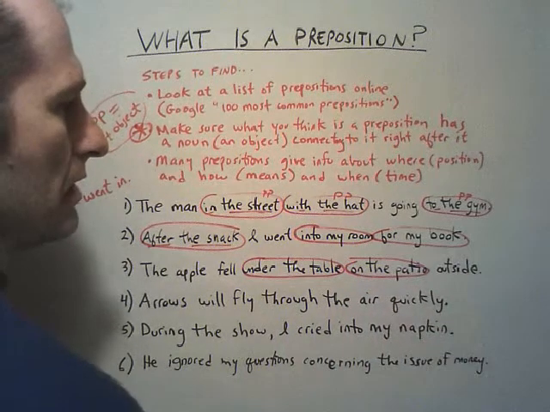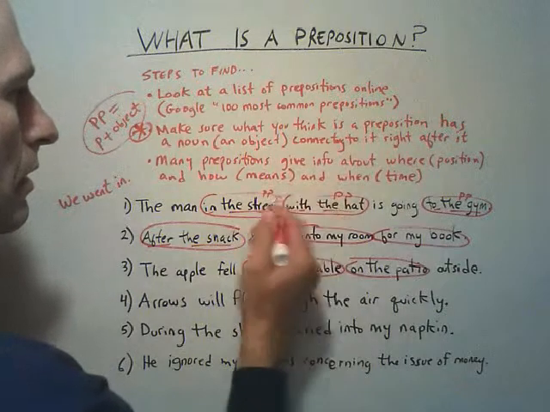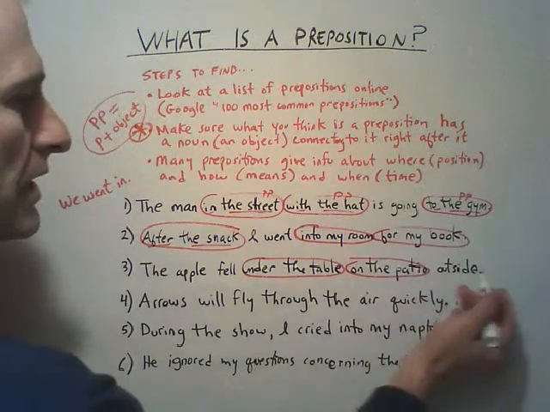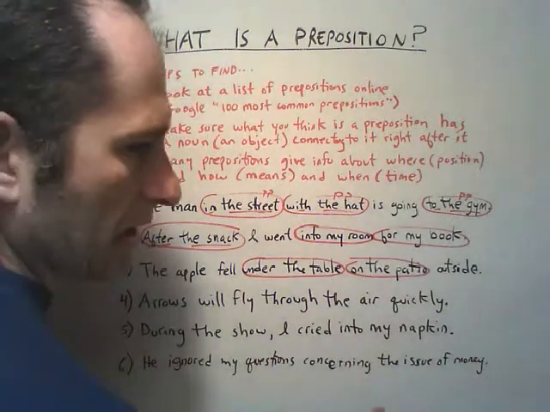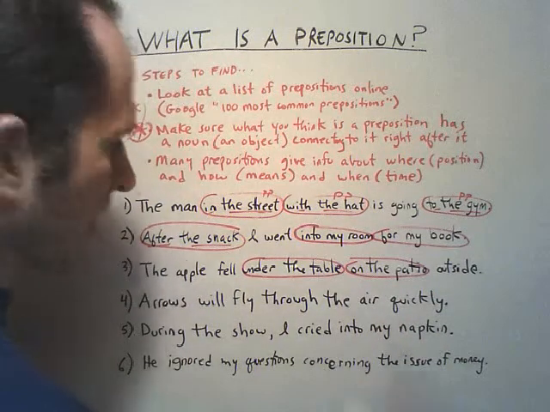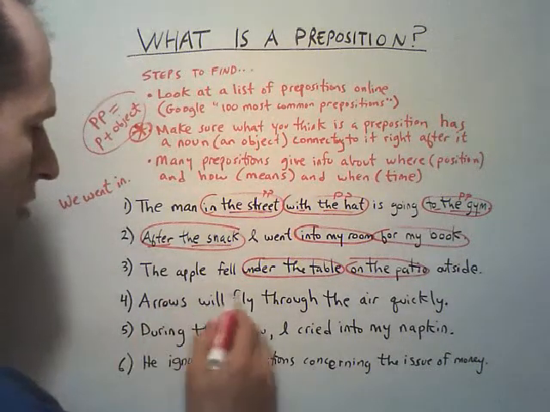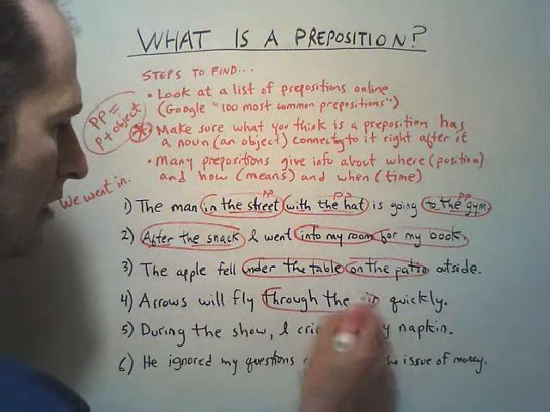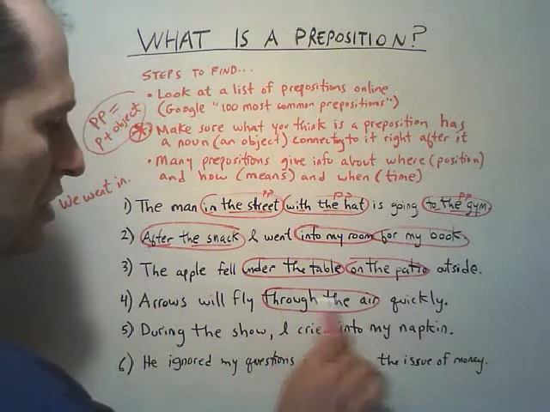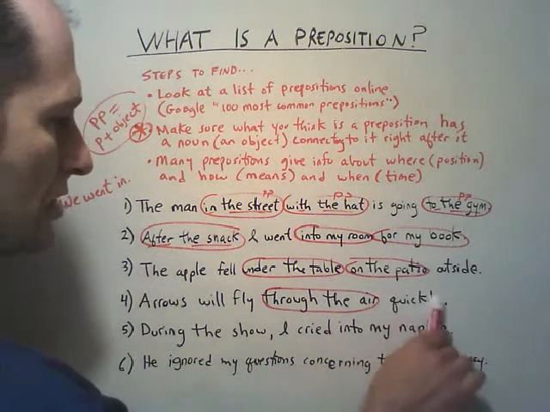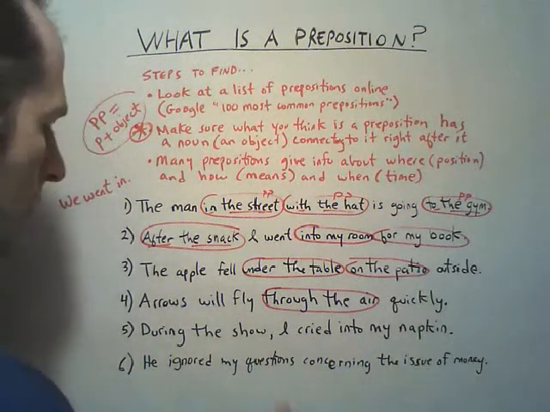This is not a preposition. I know it describes where, position, but it doesn't have an object. The preposition always comes with its object. That's part of its definition. I should have stressed that a bit more up there. Okay, arrows will fly through the air. Preposition, object of the preposition. Now this also tells us how, but it doesn't have an object. This in fact is an adverb, okay?